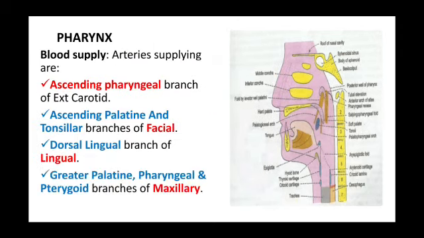So coming to the blood supply, the pharynx is very vascular, so it's supplied by various branches of the external carotid artery. You have the ascending pharyngeal, facial, lingual and maxillary. So ascending pharyngeal branch of external carotid artery, then branches of facial artery, that is ascending palatine and tonsillar branch of facial artery, dorsal lingual branch of lingual artery, greater palatine, pharyngeal and pterygoid branches of the maxillary artery.